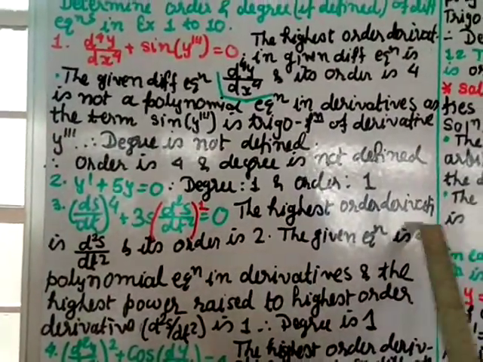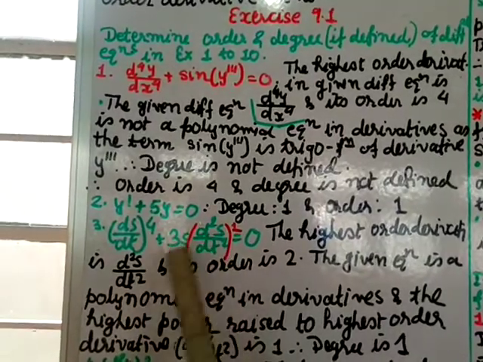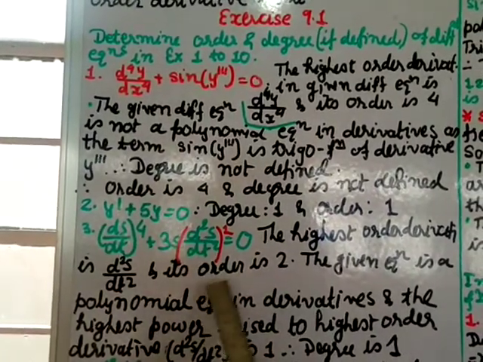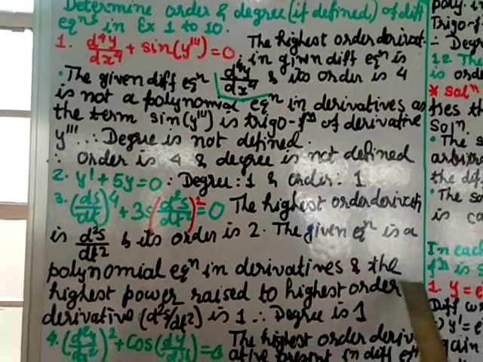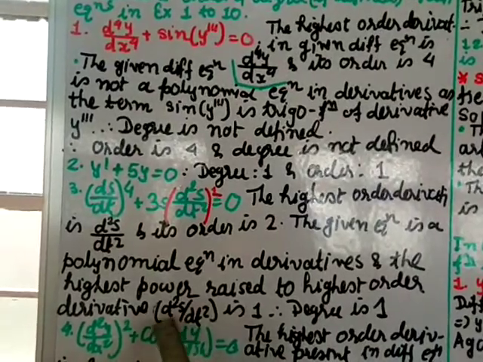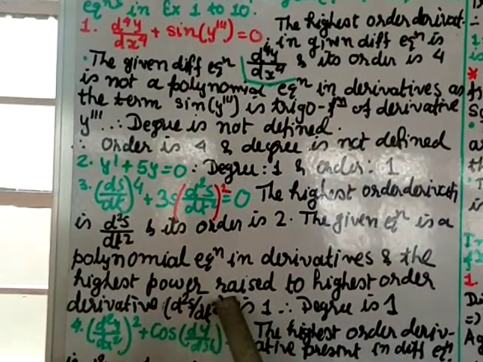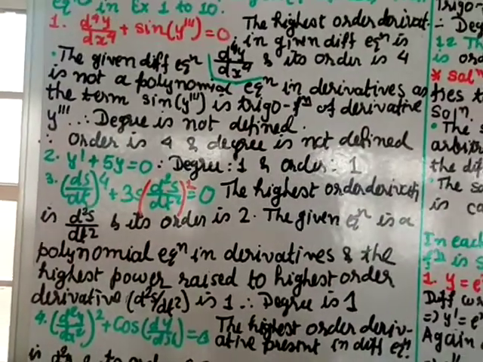The highest order derivative is d square s by dt square, and its order is 2. So the second derivative's order is 2. The given equation is a polynomial equation in derivatives, and the highest power raised to the highest order derivative, d square s by dt square, is 1. This power is 1, so the degree is 1. Okay, so degree is 1 and order is 2.